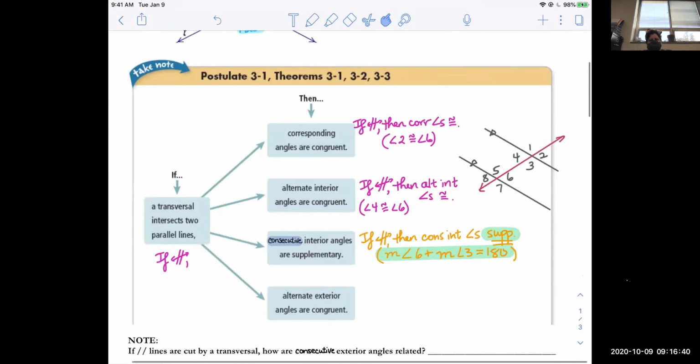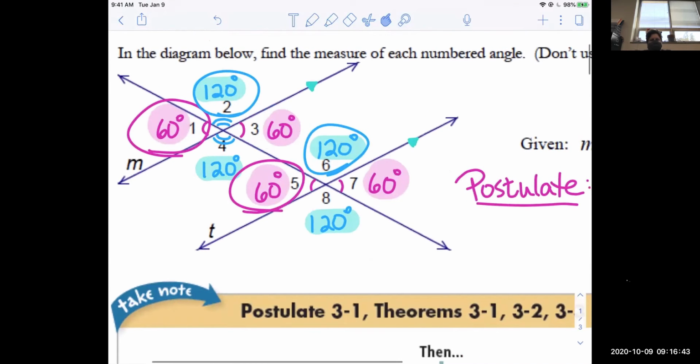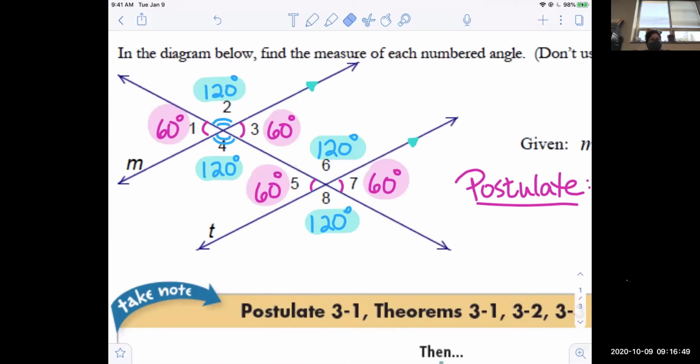What about consecutive exterior? So in that diagram, Johnny, name a pair of consecutive exterior angles. 1 and 8. Angle 1 and angle 8 are consecutive exterior. Okay, are they congruent or supplementary? If they were 60 and 120, are they congruent or supplementary angles?